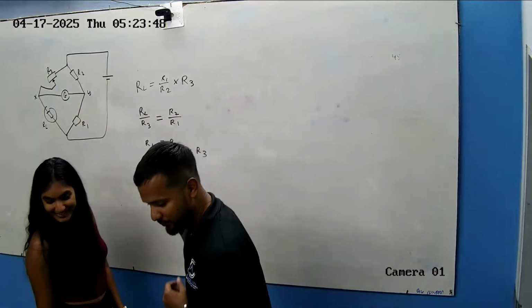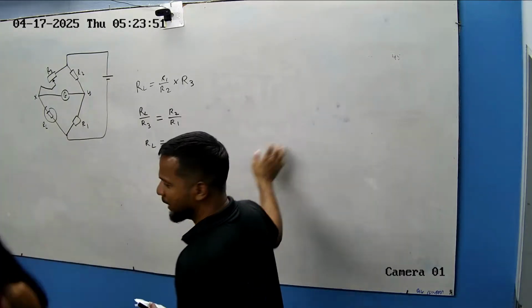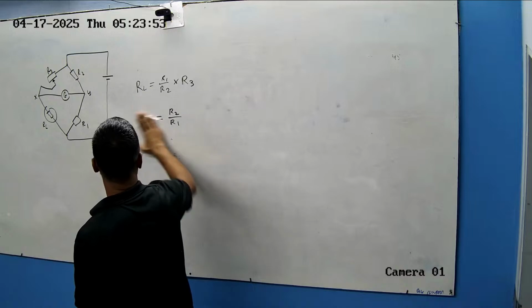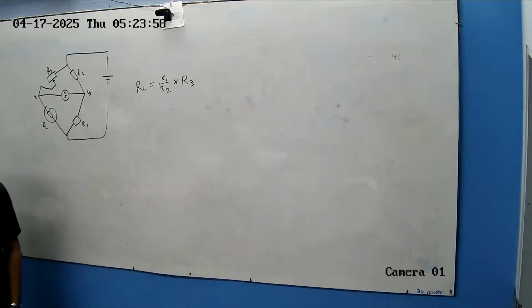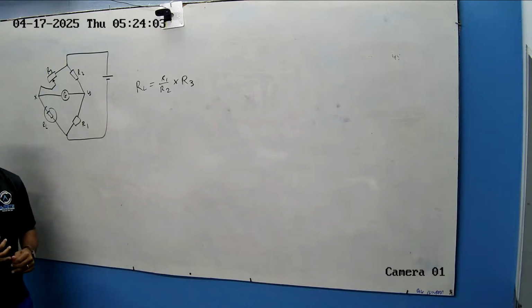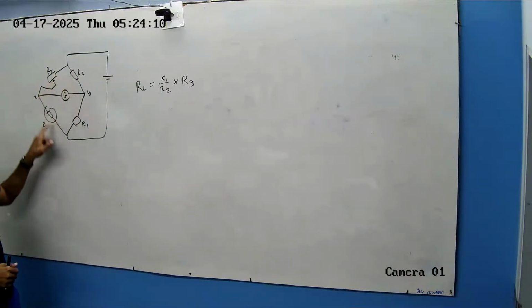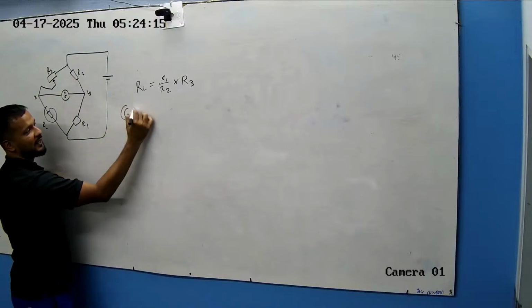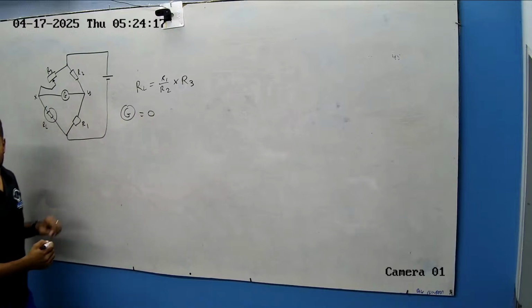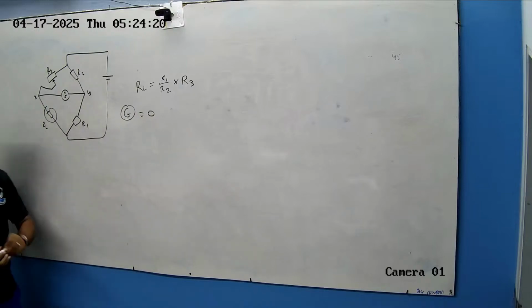Who wants to try? Anybody want to try? Come fast now, I want to go through magnets with you. It's not a proof there. R1, R2, R3, RL. So I'll start here, when the galvanometer reading is 0. Come now. Try to come fast.